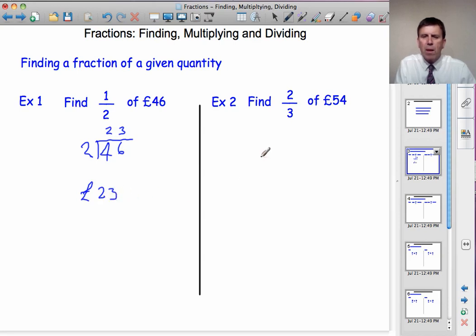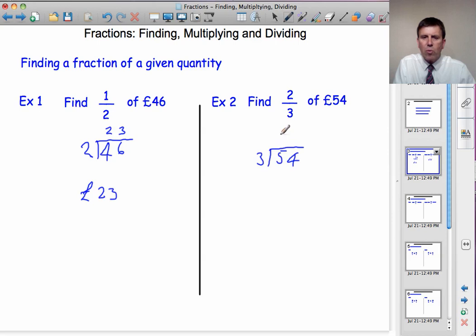Second example, find 2/3 of 54 pounds. Well, to find 1/3, we divide by 3. And then once we've done that, we'll multiply by 2 because we want 2/3. So again, the denominator of the fraction tells us what to divide by, and the numerator of the fraction tells us what to multiply by. So 54 divided by 3.